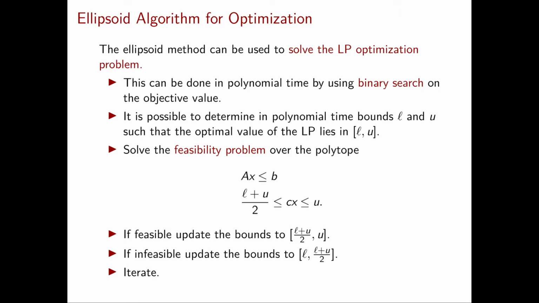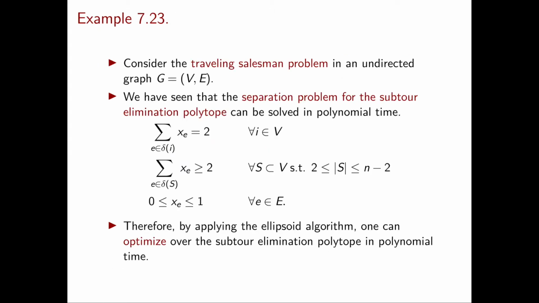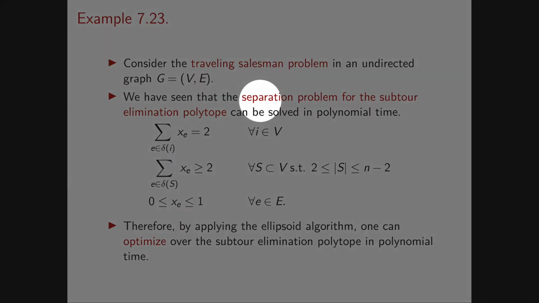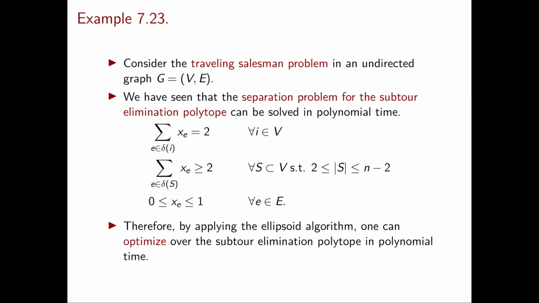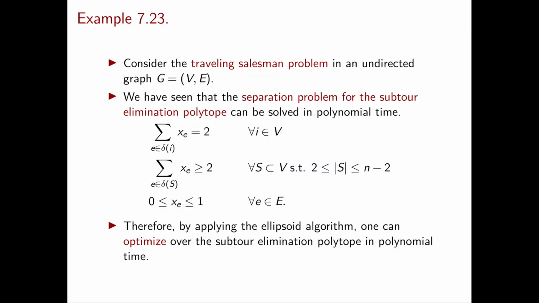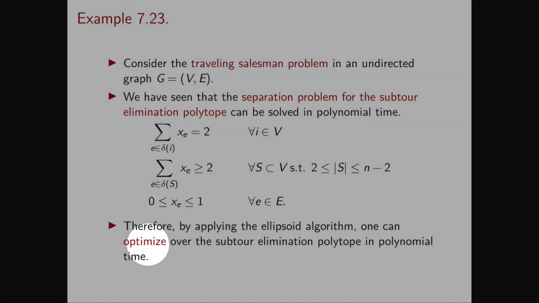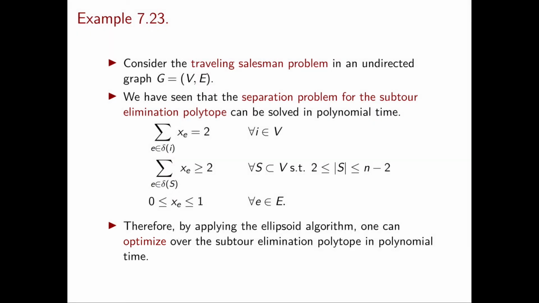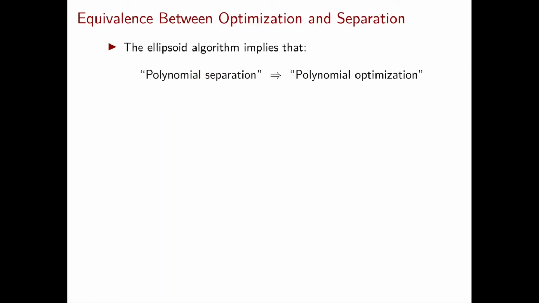So now that we know how the ellipsoid algorithm works, we can get back to our traveling salesman problem in an undirected graph. We have seen that the separation problem for the subtour elimination polytope can be solved in polynomial time. Therefore, applying the ellipsoid algorithm, we can optimize over the subtour elimination polytope in polynomial time, even though the number of inequalities is exponential.